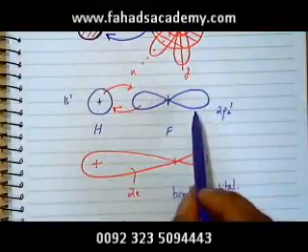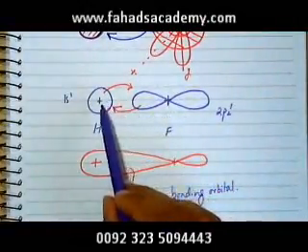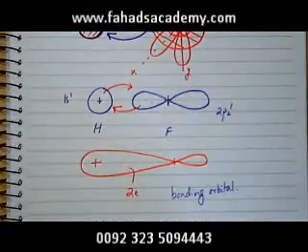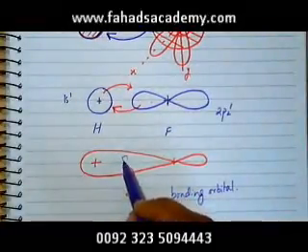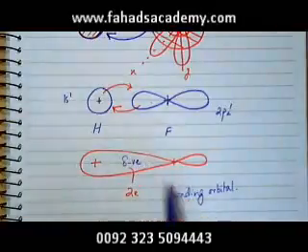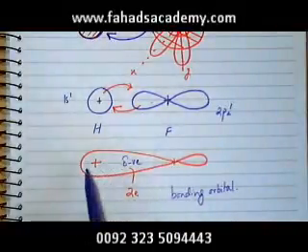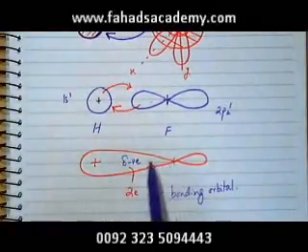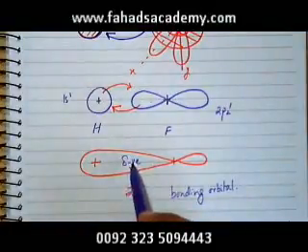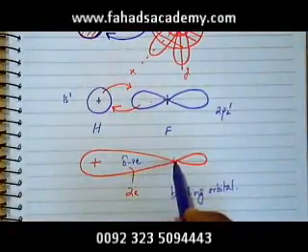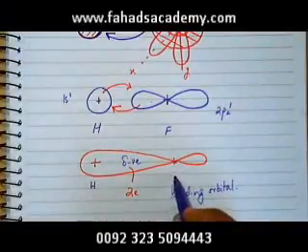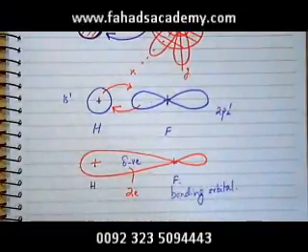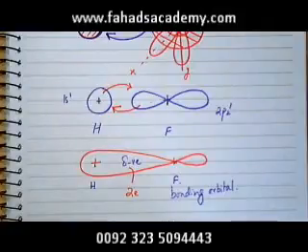The 2pz orbital of the fluorine is going to overlap with the 1s orbital of the hydrogen atom. Most of the negative charge is going to be present between the two nuclei, and since it's present between the two nuclei, the negative charge is going to attract the nucleus of the fluorine atom, and it's also going to attract the nucleus of the hydrogen atom, and they're going to stick together. So this is the bond that's going to be formed between hydrogen and fluorine.